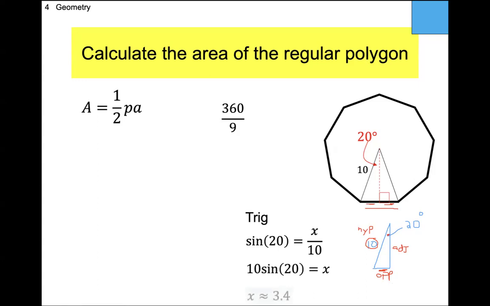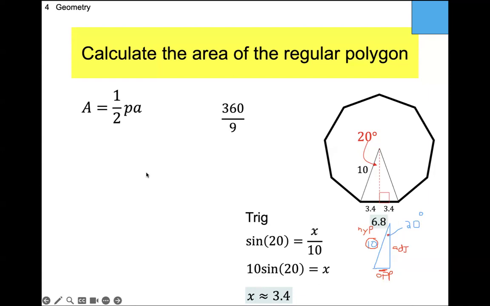It's going to be a decimal number, just round. So about 3.4. Let me erase this part right here because I need some space. All right, so that's 3.4. So is the other side. So double 3.4, 6.8, is one of the sides.